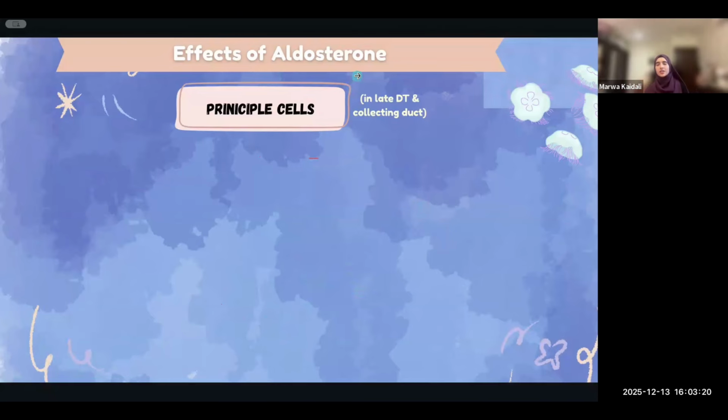Now, aldosterone acts on principal cells, which, as we just mentioned, are present in the late distal tubule and collecting duct. Now, can anyone remind me what the functions of principal cells are? What do they do exactly?